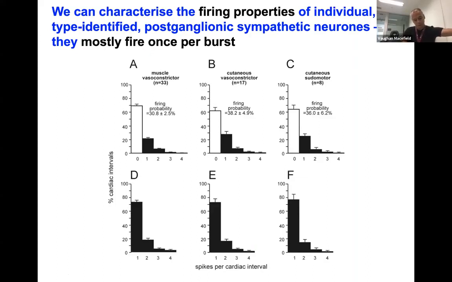I've done modeling to show that this firing pattern can largely be explained by these postganglionic sympathetic neurons. These are what we're recording, postganglionic neurons. Their firing properties can be explained by them being driven by, on average, 1 to 2 preganglionic neurons.